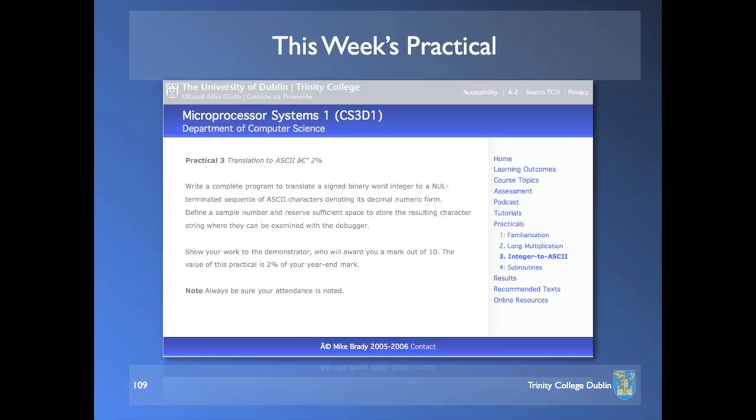Okay, so to go back to our program, we're just checking to see if the number that we have is negative. If it's negative, we're going to flip it. If it's not negative, we're going to skip flipping it.